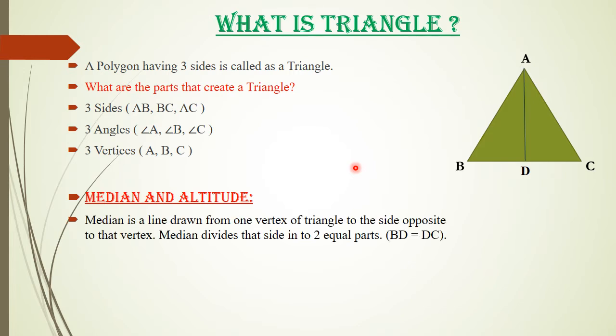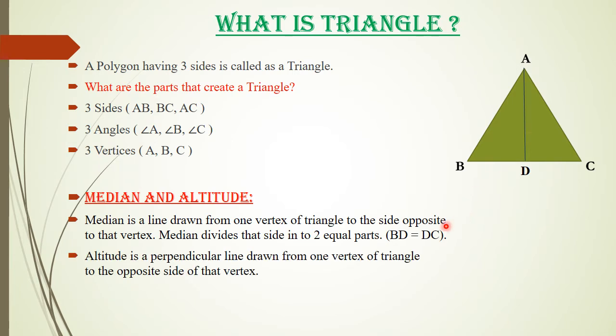A median is a line drawn from one vertex of a triangle to the opposite side of that vertex. A median divides that side into two equal parts. Suppose I take an example in this triangle ABC: I draw from vertex A a line to the opposite side, that is side BC. I am drawing a line AD. This line AD is going to divide the line BC into two equal parts, namely BD and DC. Therefore, I can call AD the median of triangle ABC. Remember, the angle between AD and BC need not be 90 degrees, it can be any oblique angle.